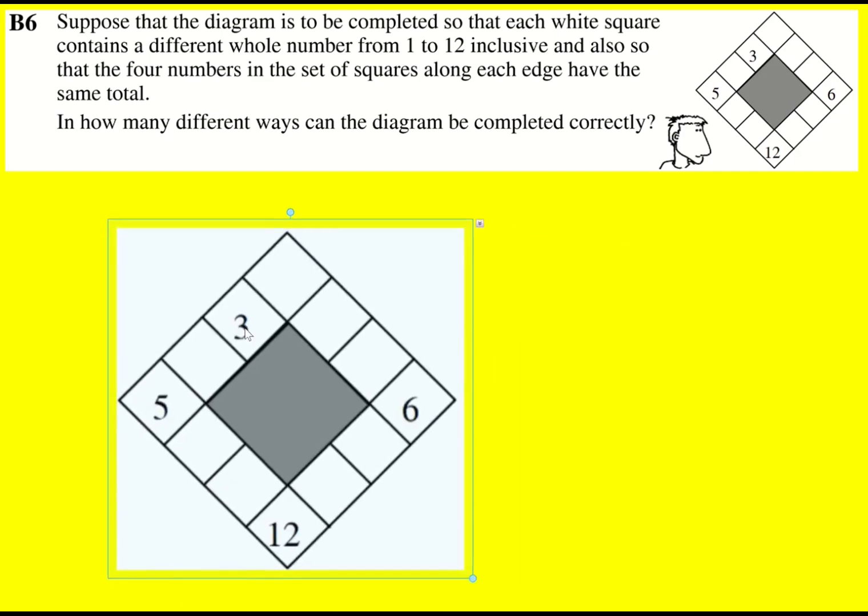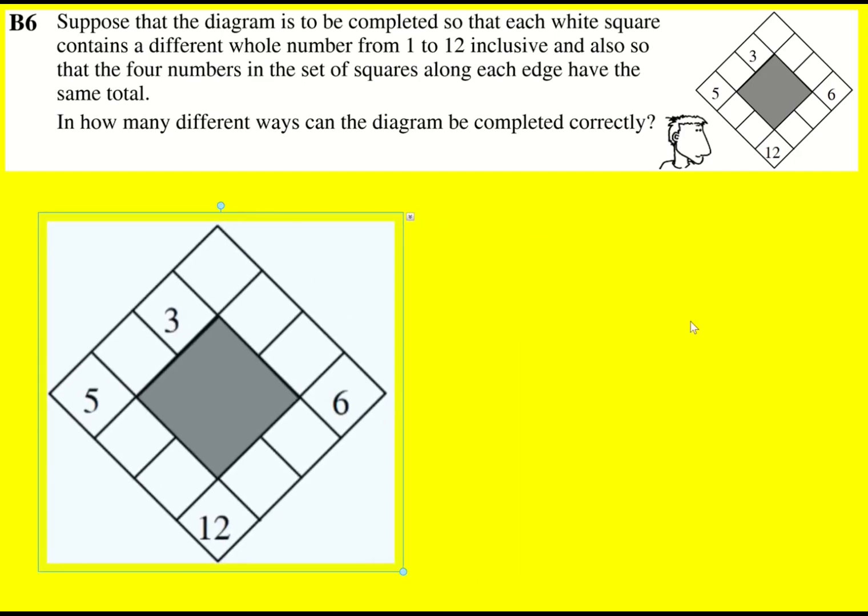This is a great question. We're trying to find how many different ways this diagram can be completed. Now, you might manage to fill the grid successfully, but that does not help you actually work out how many ways are possible, because maybe there's some that you've missed. So we need to do this very carefully.